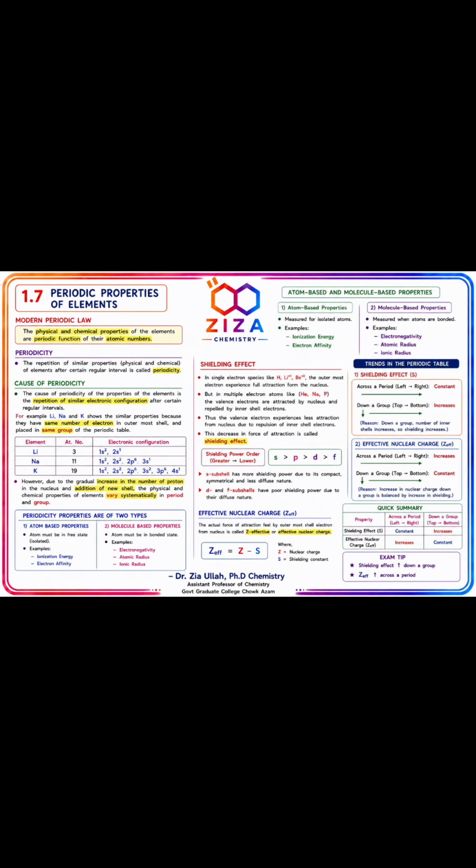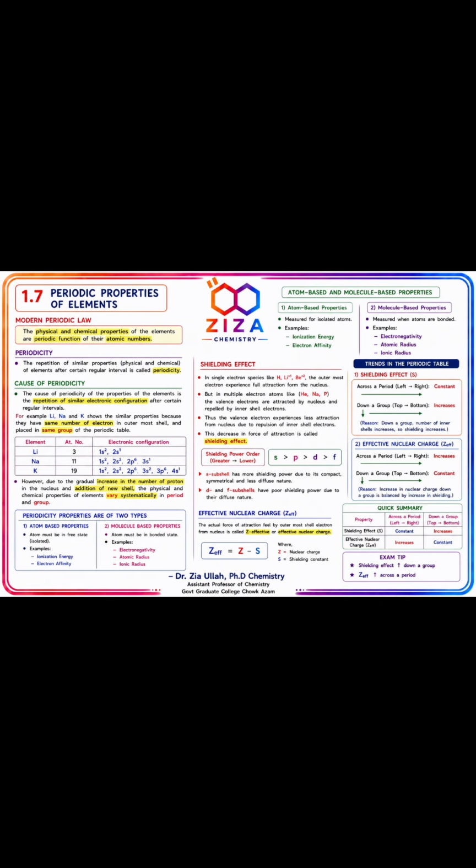The shielding power of subshells follows the order s greater than p greater than d greater than f. The s subshell provides the greatest shielding because it is compact and penetrates closer to the nucleus. The d and f subshells provide weaker shielding because they are more diffuse in nature.